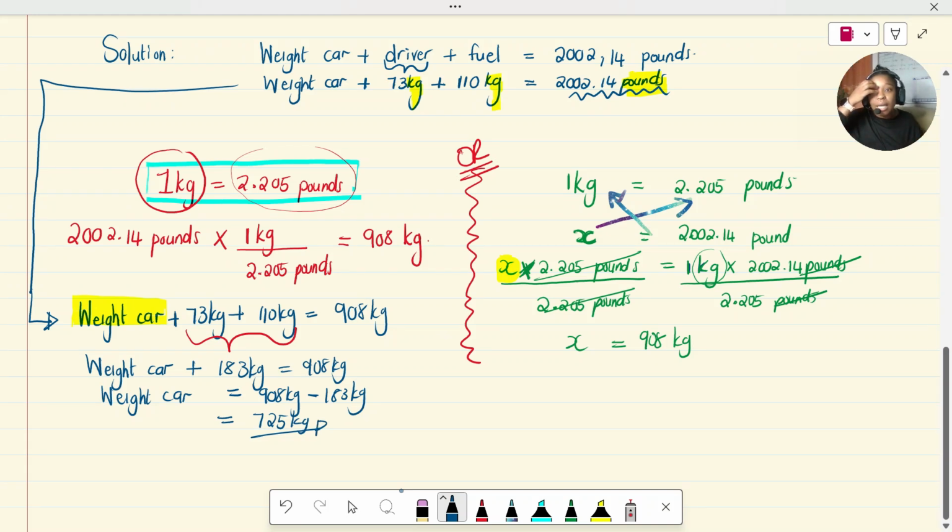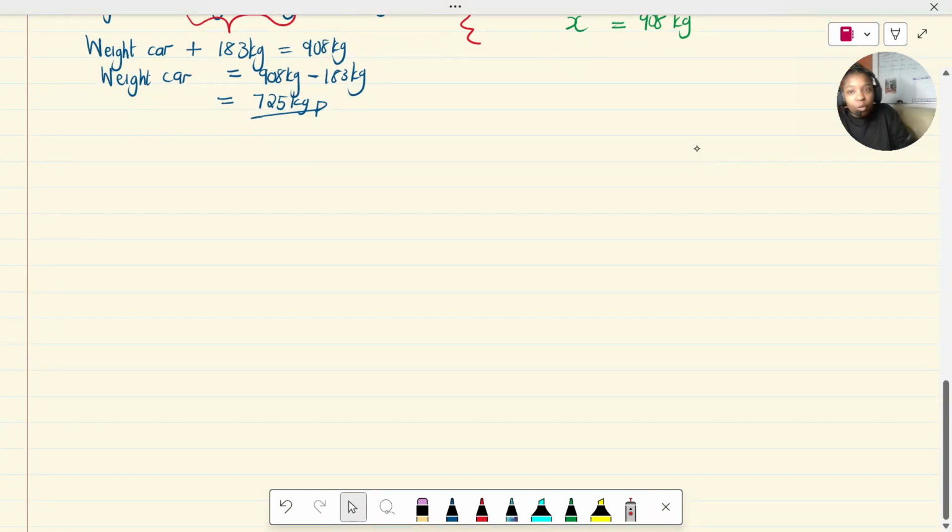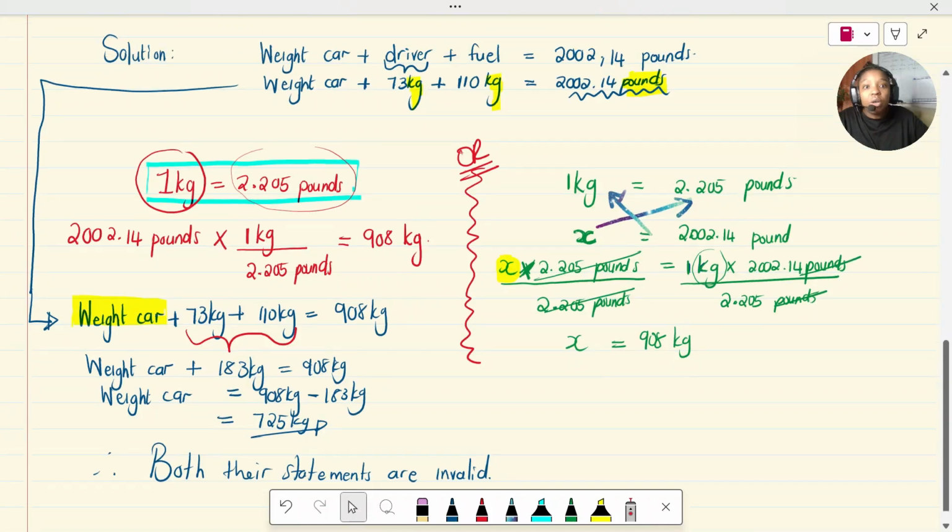So we can see that what Benjamin said, because Benjamin said that the weight of the car is 750 kilograms, his statement is invalid. Jody said the weight of the car is 790. His statement is also invalid. Therefore, we can conclude that both their statements are invalid. Okay, both of their statements are invalid.